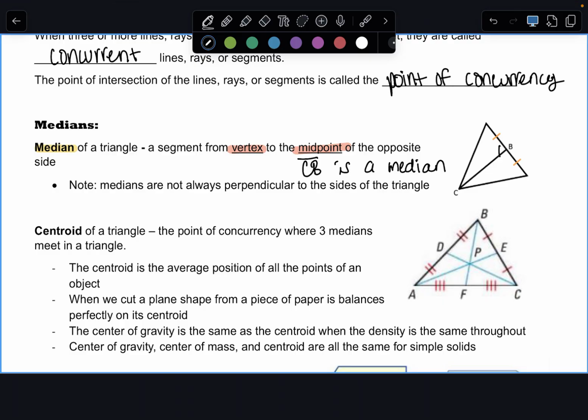So that's a median. The point that the medians intersect at, the point of concurrency, is called the centroid. So this little point on this yellow triangle is called the centroid, or this point here, point P, on this triangle. This has all 3 medians drawn because each connects a vertex to the opposite midpoint, and they all intersect at that centroid.